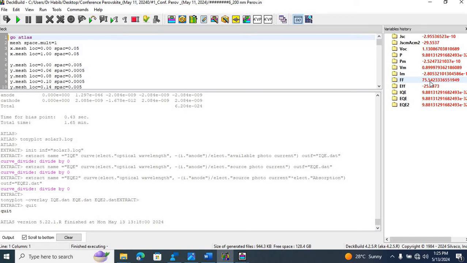So this can further be improved. It's good, but it's not great. And our efficiency, as you can see, is approximately 25.25%, which is really good. So these are good figures of merit for the perovskite solar cell.